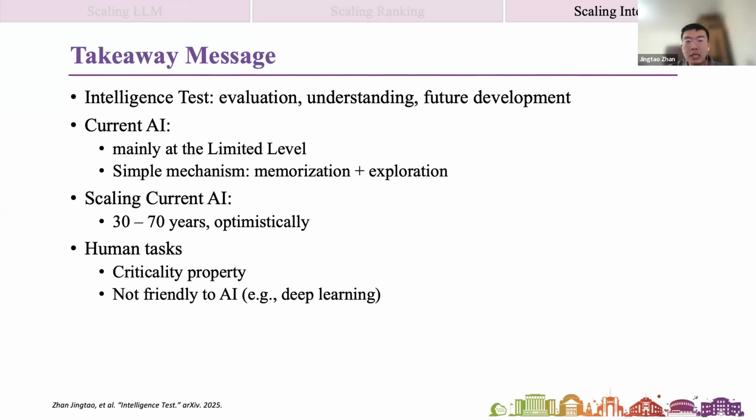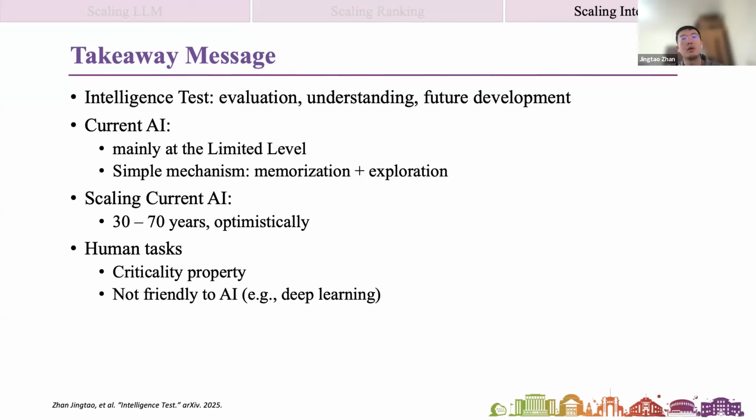And this is the takeaway message. We propose a more intuitive test for intelligence. We do not use something like perplexity or cross-entropy loss because they are confusing. We measure intelligence as a number of failure counts, and we evaluate the current AI systems. We find that they mostly lie within the limited level. It means that the expectation and variance of the failure count are infinite. And we project the future of scaling current AI.